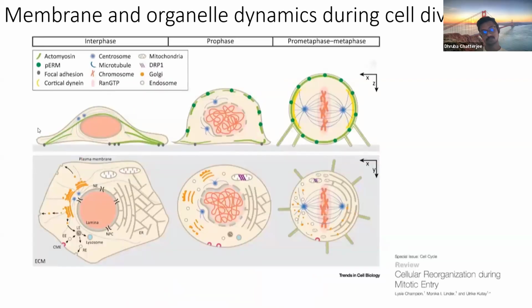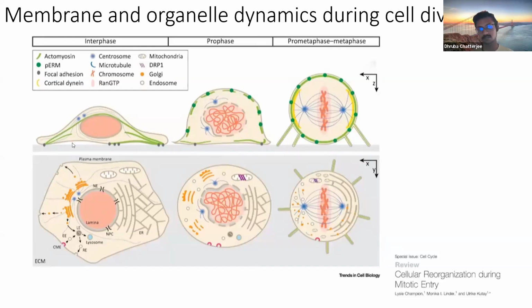And there is also considerable change in the shape of the cell during cell division. For example, at the interface, the cell is quite adherent to the substratum and quite flattened, right? But during cell division, the adherence gradually gets reduced and the cell becomes more rounded up. And simultaneously, all sorts of reorganization of the endomembrane system, like the endoplasmic reticulum, Golgi, as well as the nucleus and mitochondria, are happening together.